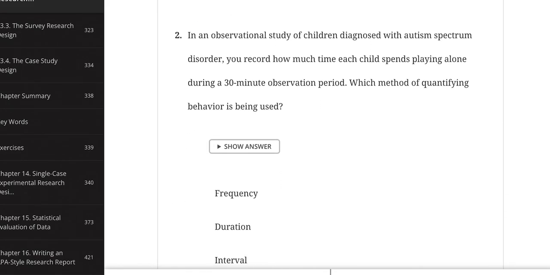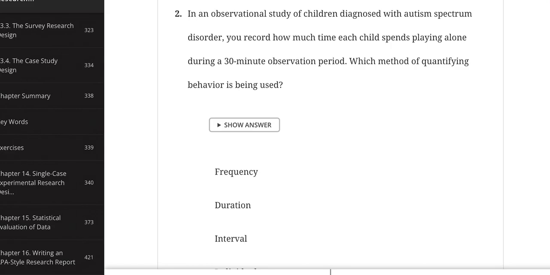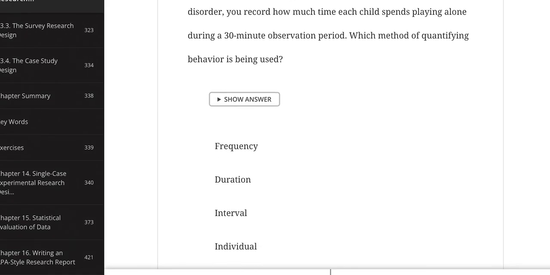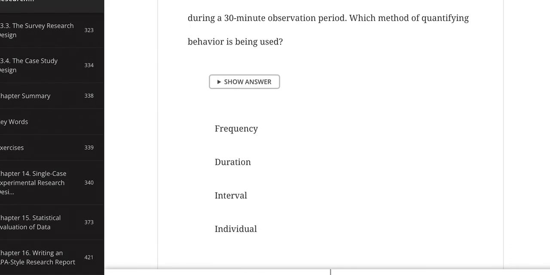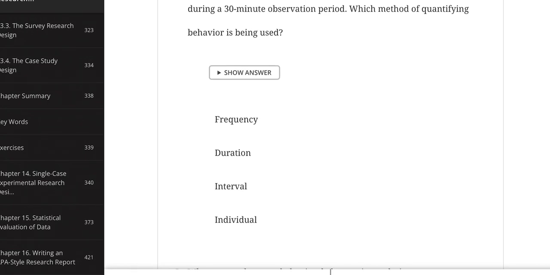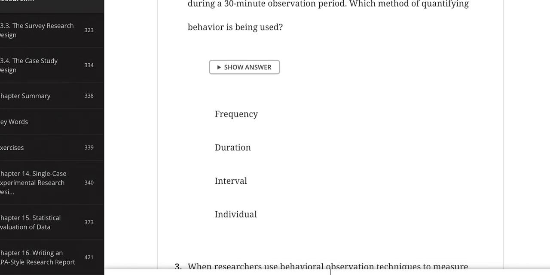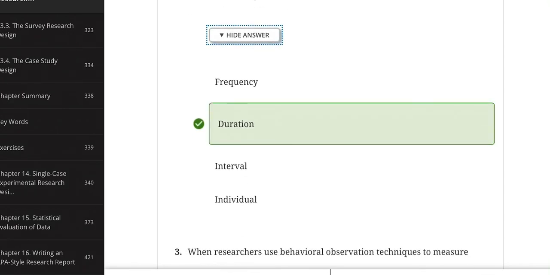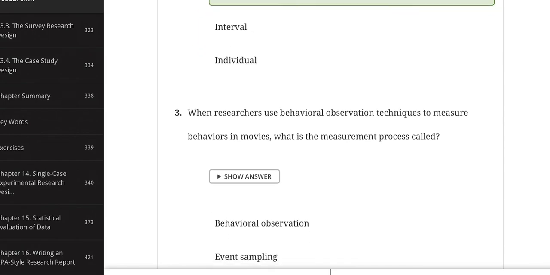And then in an observational study of children diagnosed with autism, you record how much time each child spends playing alone during a 30-minute period. Which method of quantifying behavior? It's how much time they are playing alone. So that would be duration. Frequency would be how many times you observe them playing alone. If you're saying how long they're playing alone, that's a duration.